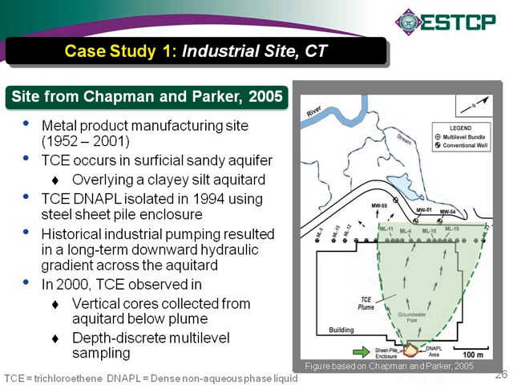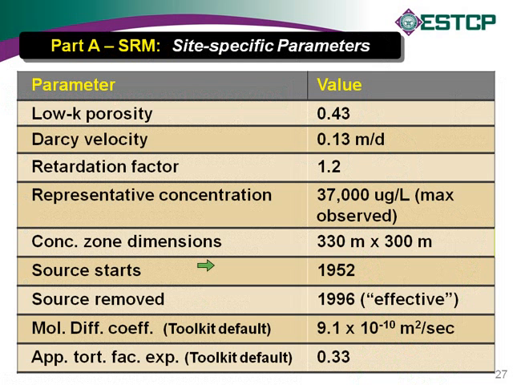So we got to reduce this whole site to a couple of key numbers to throw into the square root model. And what are these key numbers? We had a lot of site-specific information available to run the square root model, such as the porosity, the Darcy velocity, the retardation factor, concentration, source dimensions, and when the source started and when the source was removed. For the parameters where we did not have site-specific information, we used the Toolkit default parameters, such as for the molecular diffusion coefficient and the tortuosity factor.